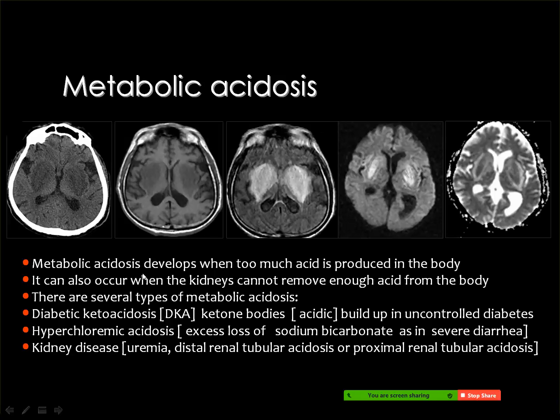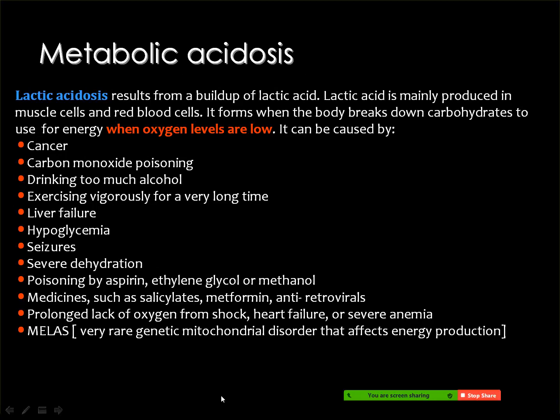Metabolic acidosis, as is written here, develops when there is too much acid in the body. This occurs when the kidney cannot remove enough acid from the body. There are several types of metabolic acidosis, like diabetic ketoacidosis, where ketone bodies, which are acidic, accumulate in the blood, or hyperchloremic acidosis, with loss of sodium bicarbonate in patients with severe diarrhea. And in kidney disease like uremia or renal tubular acidosis, you may get this appearance.